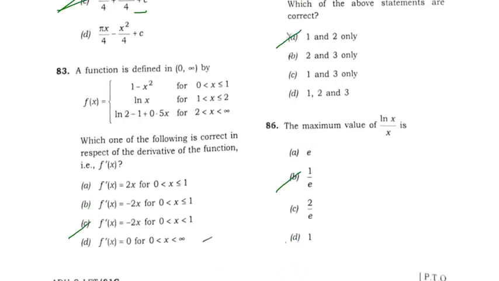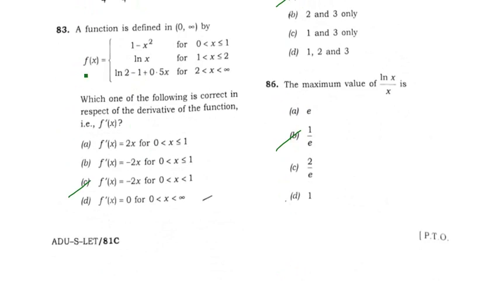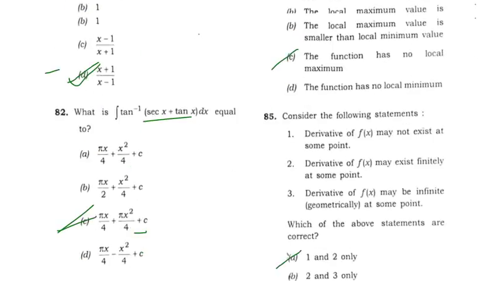A function is defined in 0 to infinity by f(x) is equal to, these are the things given: 1 minus x square for x more than 0 and less than or equal to 1, ln x for x more than 1 and less than or equal to 2, ln 2 minus 1 plus 0.5x for x more than 2 and less than infinity. Which of the following is correct with respect to the derivative f dash x? So the option is f dash x is equal to minus 2x for x more than 0 and less than 1. Okay, this satisfies.